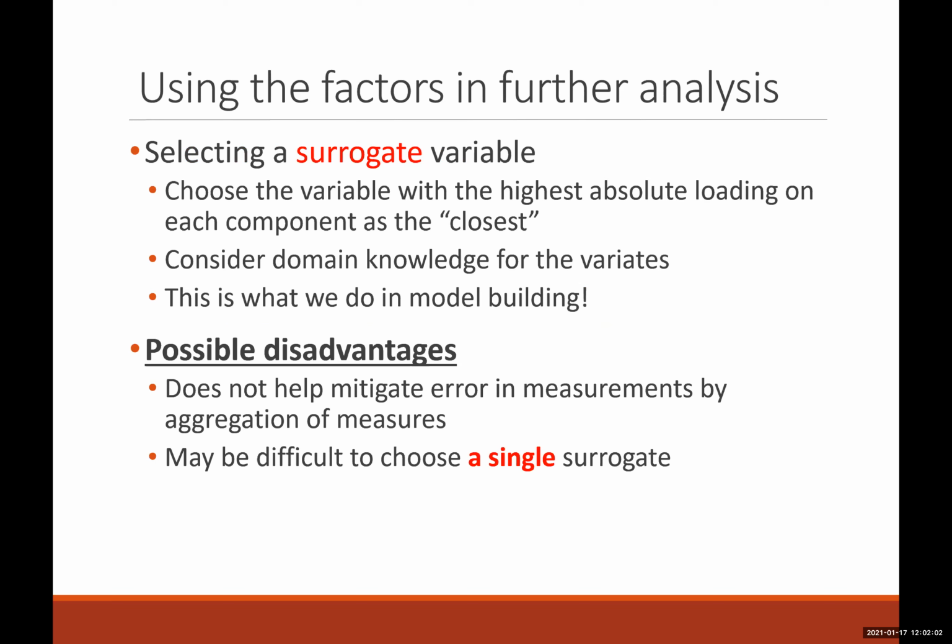So if we select a surrogate variable, there are a lot of different ways that we have to consider. We have to consider the loadings from a mathematical standpoint, so you'd want to choose variables that give us the highest absolute loadings if possible. We also have to consider domain knowledge. Does it make sense to include all these component group variables together? And if we do this in model building, we also have to make sure that we're following all model assumptions and things like that.